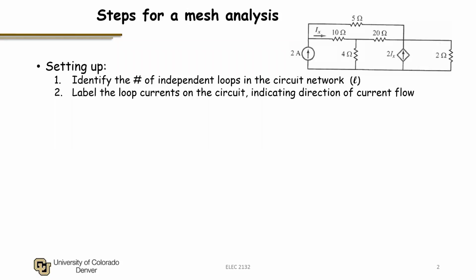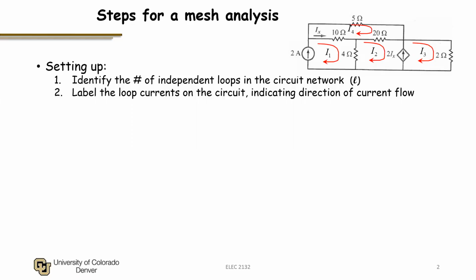Next, we're going to label the loop currents on the circuit. And when we're labeling them, we're going to indicate the direction of current flow for the loop current path. So here we've labeled the 4 current loops, and I've indicated with arrows the direction of current flow. And the loop currents flow through all the branches of that loop.